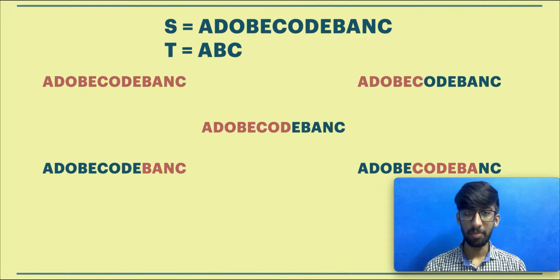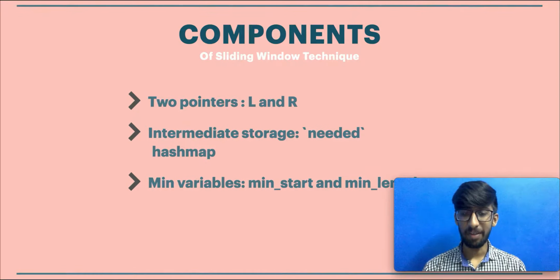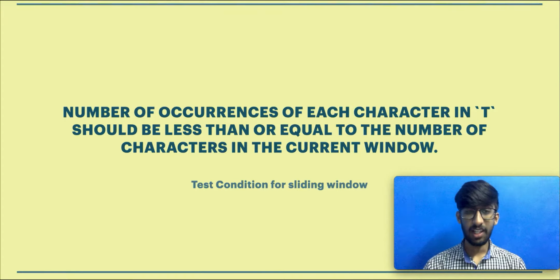Okay, I see the problem, but how am I going to solve it? Using the power of the sliding window technique. Since this is a sliding window technique, we'll be using the two pointers L and R to demarcate the left and right boundaries of the window. We'll also be needing a needed hash map. I'll tell you why it is needed in the future. We'll also need the variables min start and min length, because we'll have to return the substring as the result for this problem.